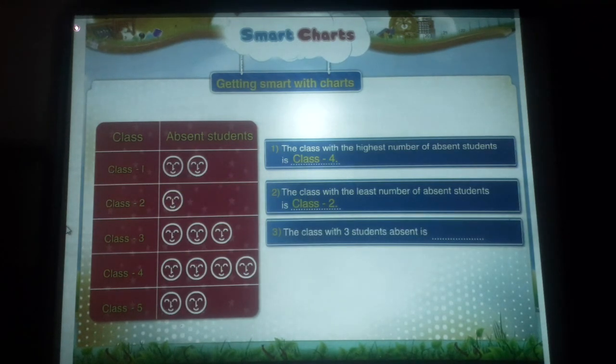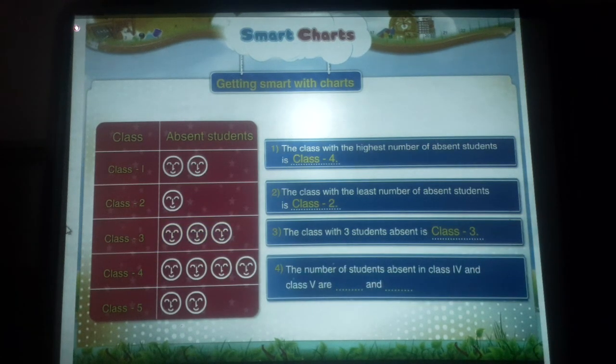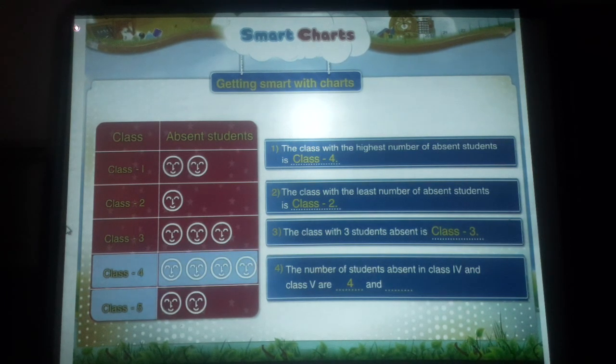3. The class with 3 students absent is dash. The class with 3 students absent is class 3. 4. The number of students absent in class 4 and class 5 are dash and dash. The number of students absent in class 4 and class 5 are 4 and 2.